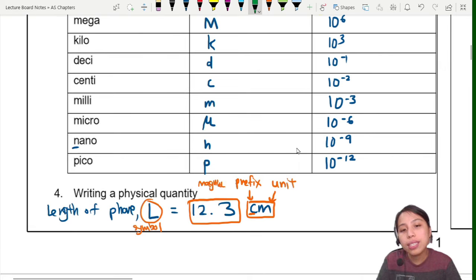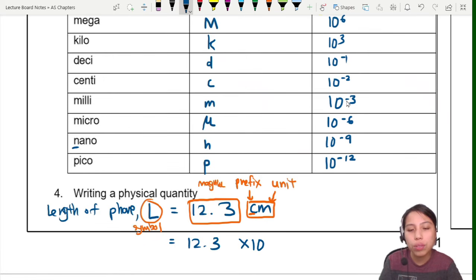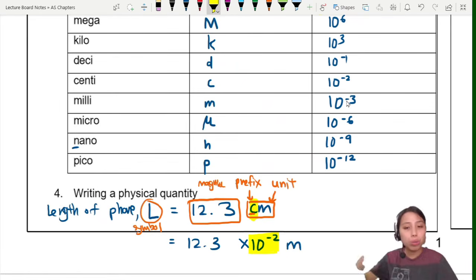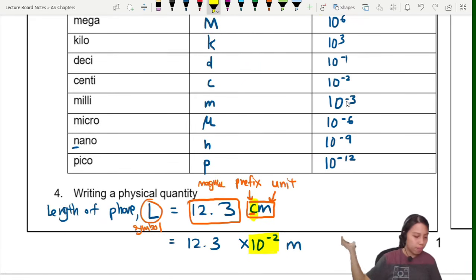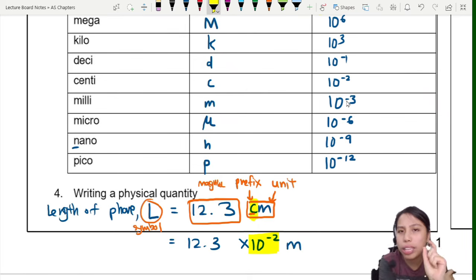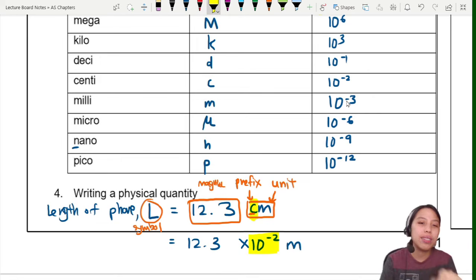Another way you may write out the physical quantity is to use the multiplying factor, like one of these factors over here. So maybe instead of writing centimeter, I could change my mind and say, well, I think I want to write 12.3 times 10 to the negative 2 meters. So I just converted this C into its multiplying factor and I write it out. That's also fine. So there's few ways you can write out these things like this. And these prefixes, helpful in helping you to estimate values. We'll look at some estimations later.